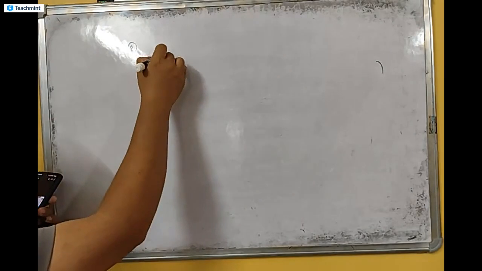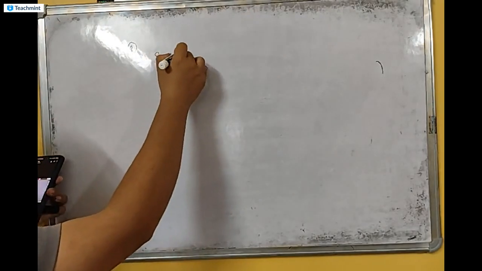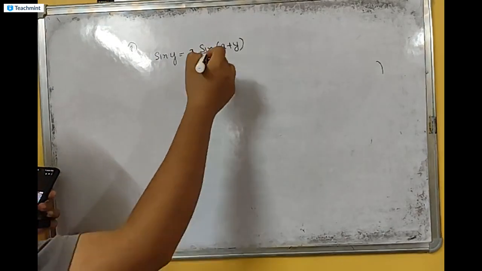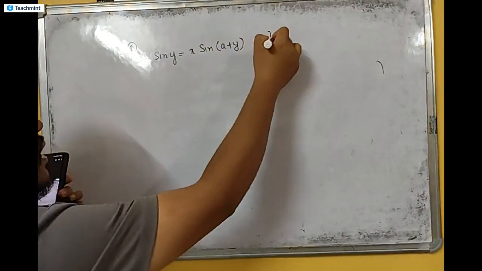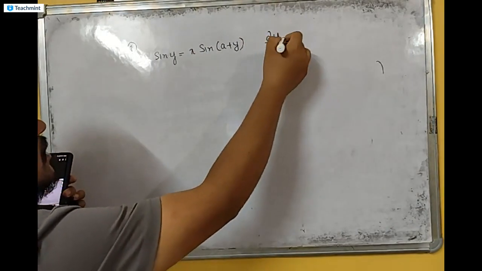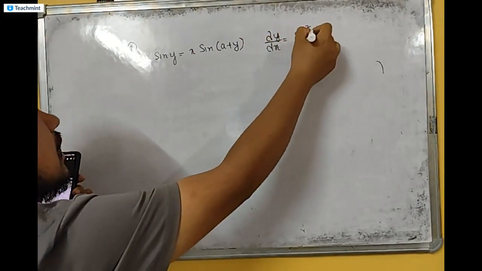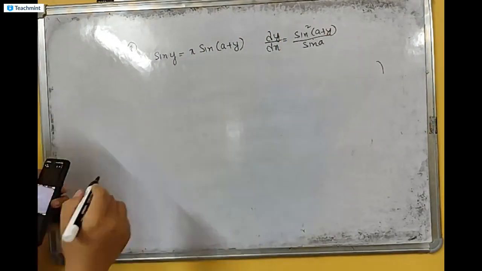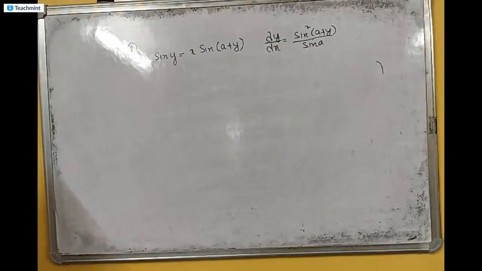Question number 4. The question is, sin y equal to x sin a plus y. I have to prove that dy by dx equal to sin squared a plus y divided by sin a. Now guys, this is a very important question. This was there in class 11 also, and you got a question in class 11 also. There are two variations, one is for sin, the other one is for cos. So look at it carefully, guys.